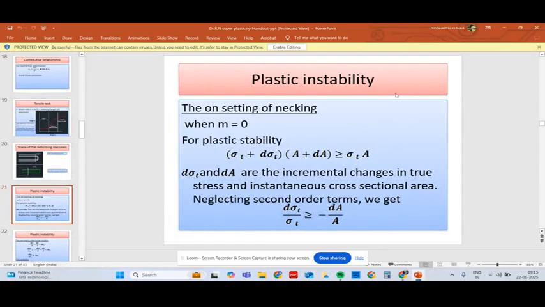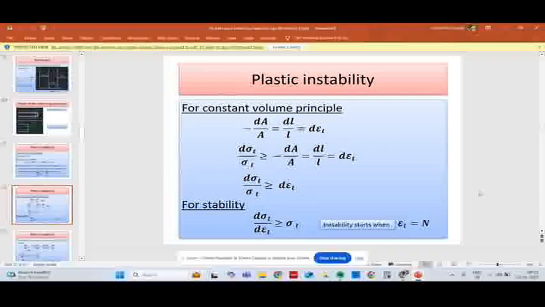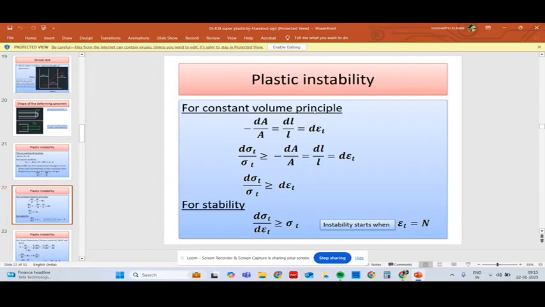Then we talk about plastic instability. At the onset of necking, when m equal to 0, the plastic instability can be written as sigma plus d sigma into A plus dA is greater than or equal to sigma into A, where d sigma and dA are the incremental change in stress and instantaneous cross-sectional area. Neglecting the second order terms, we get d sigma by sigma is greater than or equal to minus dA by A. For constant volume principle, minus dA by A equal to dL by L equal to d epsilon.